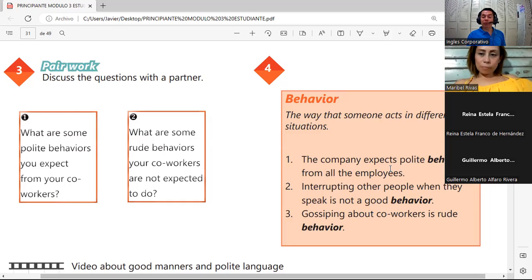Son súper sinceros, así que hay que mostrar respeto, ¿verdad? Por los compañeros, por el público, por los clientes, etc. Interrupting other people when they speak is not a good behavior, right? Si alguien está hablando, mira, y tal cosa. Also, gossiping about coworker is rude behavior. No hay peor cosa que un compañero chambroso, ¿verdad? Y digo compañero porque a veces hay compañeros varones que son peores que las mujeres, ¿verdad?